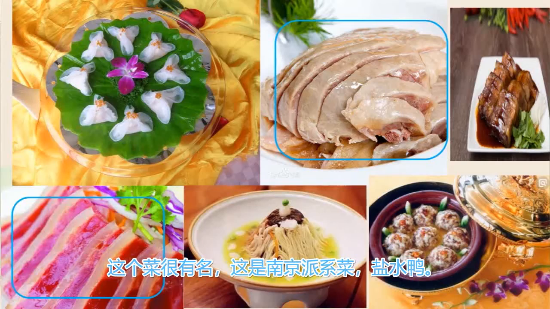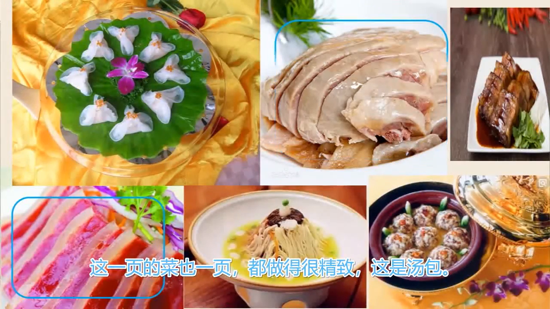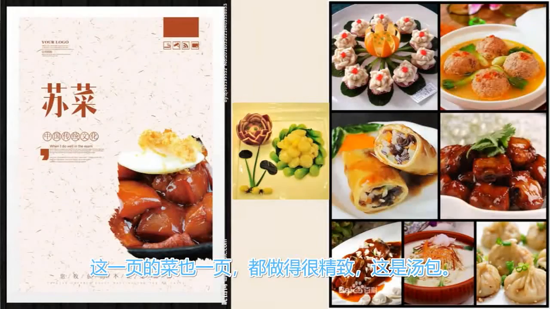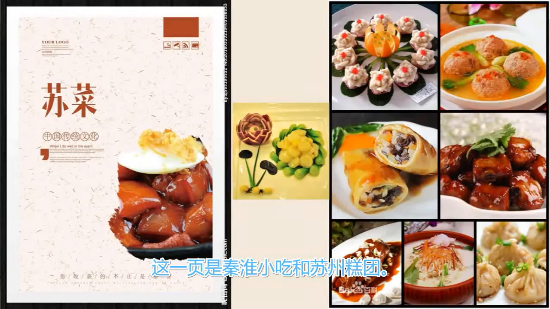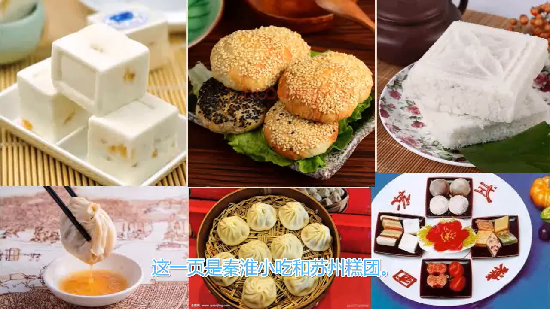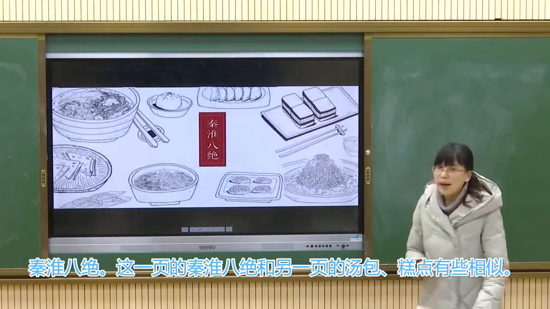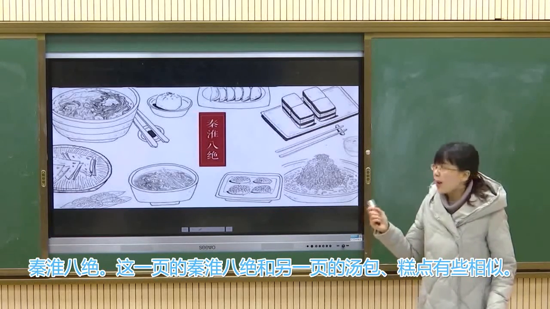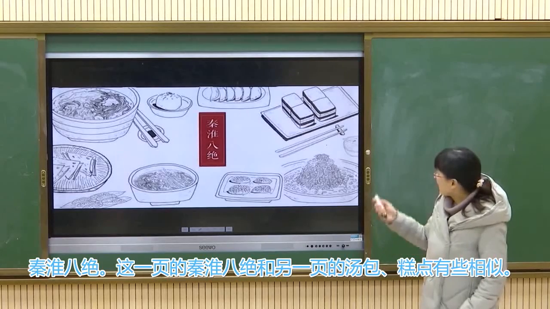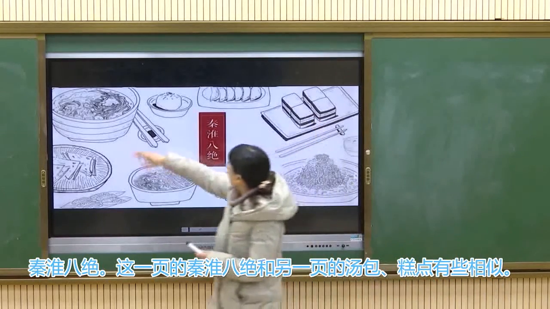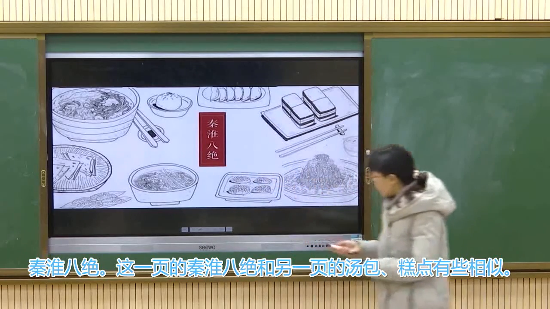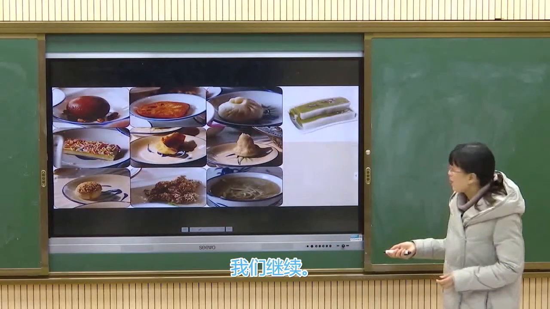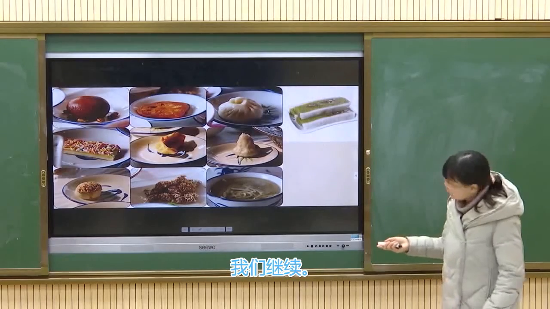It's of Nanjing branch. Now let's look at this page. The dishes of this page are also of delicate looking. And this page are of the Qinghai snacks and Suzhou rice. Let's look at this one. 秦淮八绝. That is 8 uniques of Qinghai. And we find all of these pictures are a little similar with this page. Okay, let's go on.